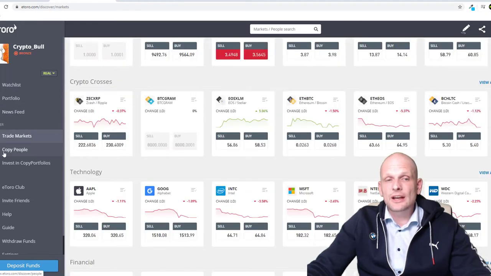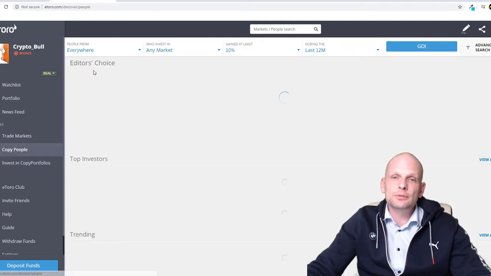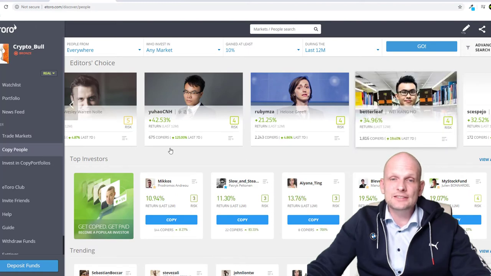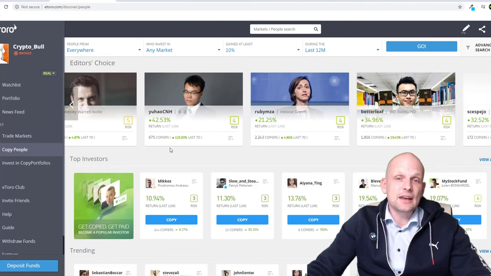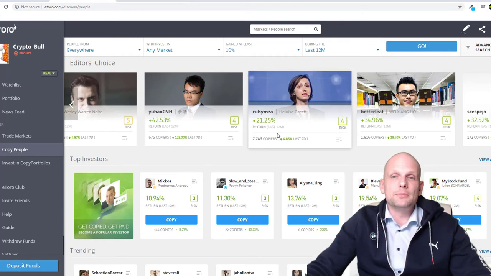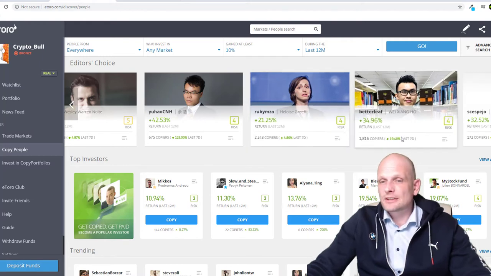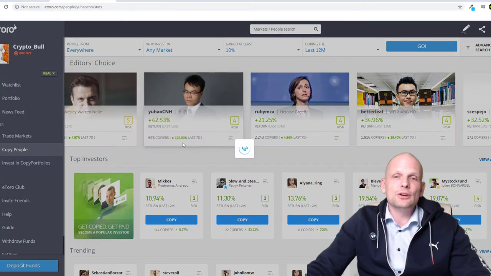Here we also have the tab Copy People. If we click on this one, at the very top, it is loading, at the very top you will see profitable traders. As you can see, this one, Johano CNH, is profitable 42.53%, guys. The next one, Ruby MZA, is profitable 21.25%. So you can click on them and you can copy their trades.